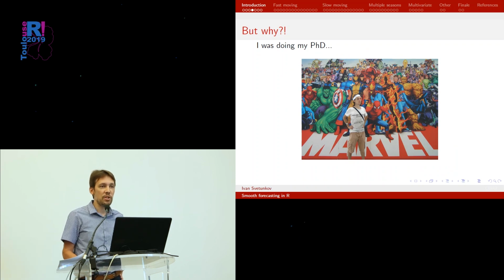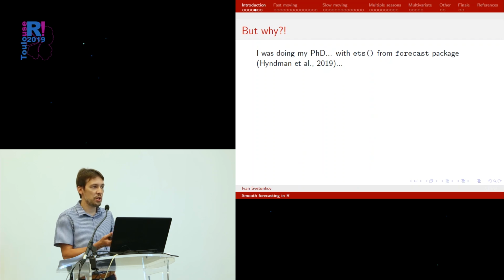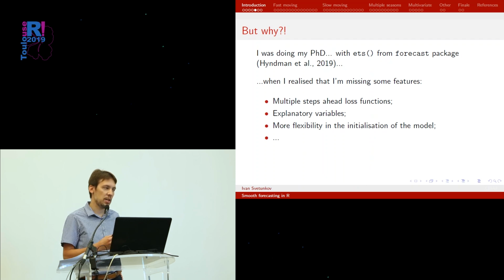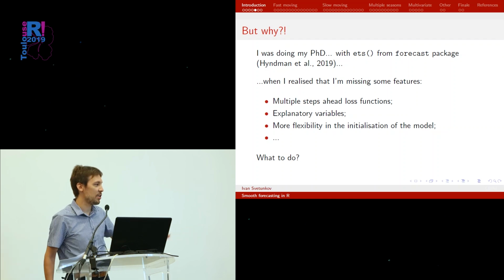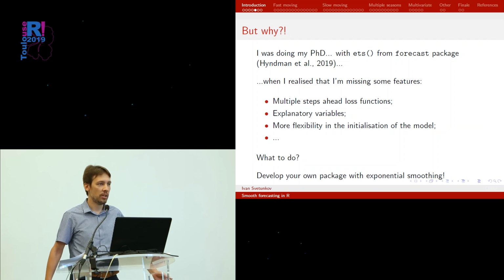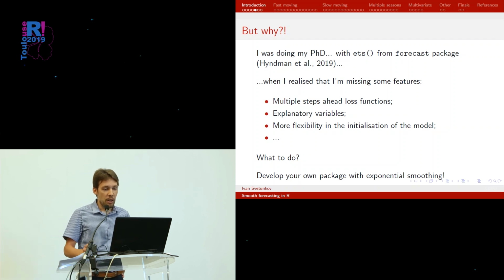When I was doing my research, I realized that when I use exponential smoothing from forecast package, I'm missing some elements. For example, I needed multiple steps ahead loss functions in order to optimize my model slightly differently. I needed explanatory variables and had some issues with initialization for my specific purposes. So I faced that problem, and the question was, what should I do in these circumstances? And obvious as any other sane person would do in this conference, I decided to develop my own exponential smoothing in my own package. It took me quite a lot of time, but here we are now.